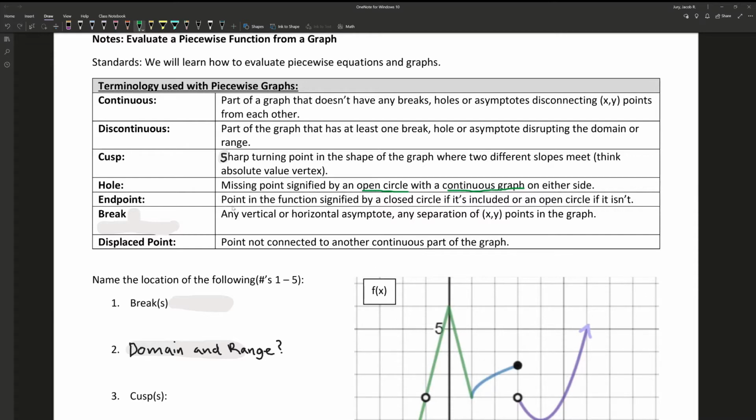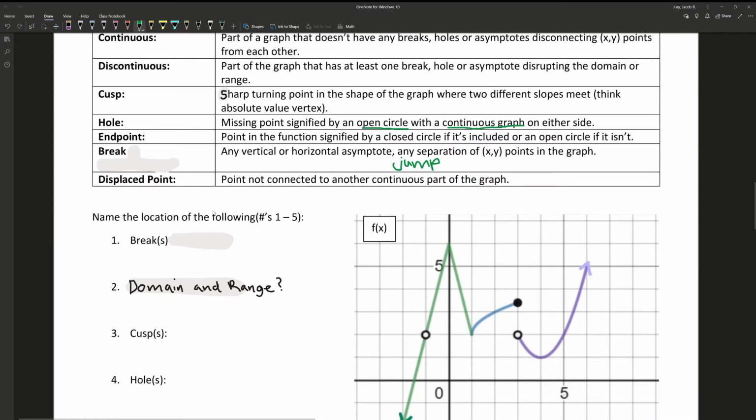And then our endpoint is what we've been dealing with, domain and range. It's got points that are signified by a closed circle or an open circle, depending on if those points are included or not included. And then any type of break is a vertical or horizontal asymptote, or a separation of x and y in the graph. You might also see this as a jump if you were to take maybe a quiz somewhere else on a different website, like Quizzes or Khan Academy. Displaced points are points that are not connected to another continuous part of the graph.